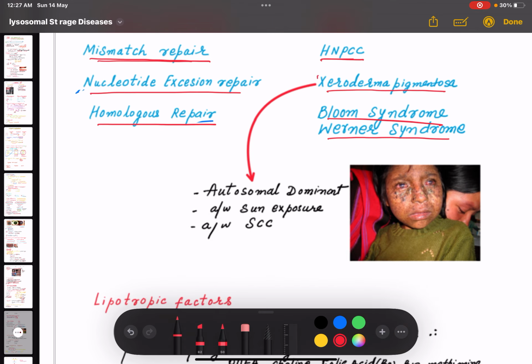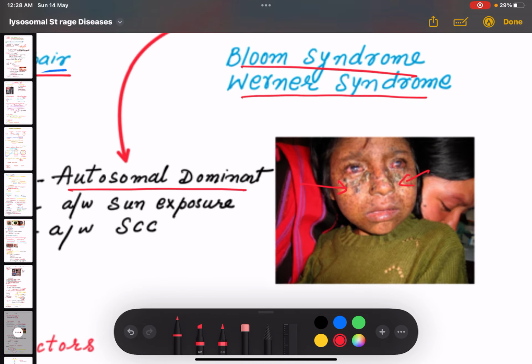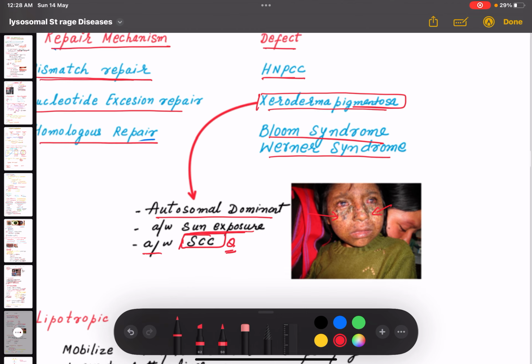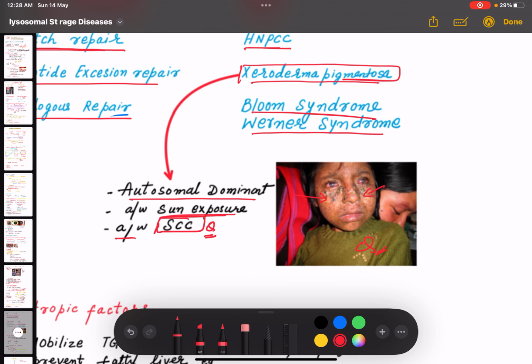Remember that xeroderma pigmentosa is autosomal recessive and the patient will be having these freckles. You can see these lesions over the face, which are seen in xeroderma pigmentosa. These lesions will most likely be over the face because they are more seen over sun-exposed areas, and it is associated with squamous cell carcinoma. Very important, and don't forget to remember this image.